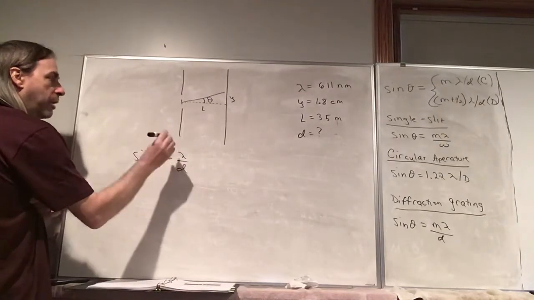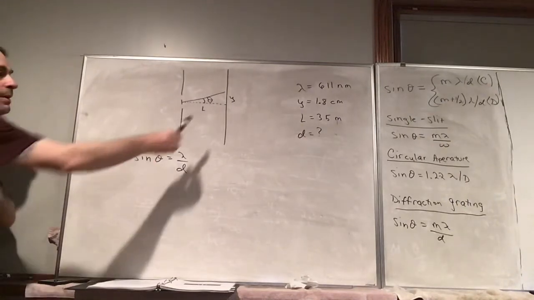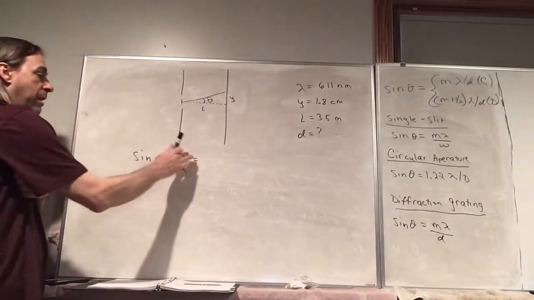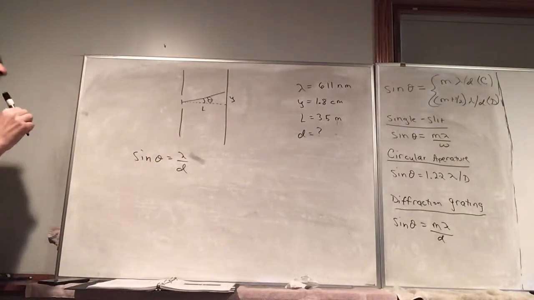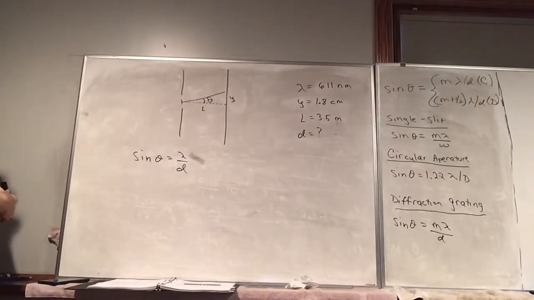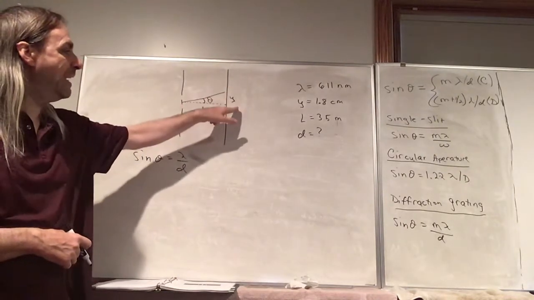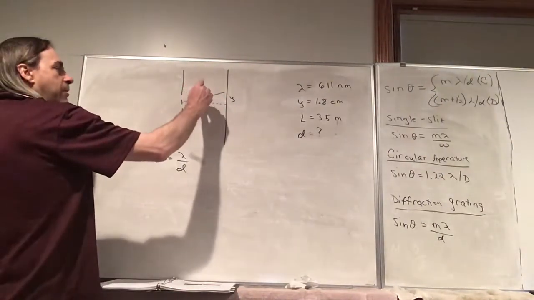equals lambda over d. So that would be the angle of the first bright fringe. The m equals 1 bright fringe, not the central one. So, we're trying to find d. Never mind, we can't just plug that in. And I strongly suspect we're going to be able to use sine of theta is equal to y over L just based on the dimensions again. You know, this is 1.8 centimeters. That's 3.5 meters. Yeah, let's actually do this.